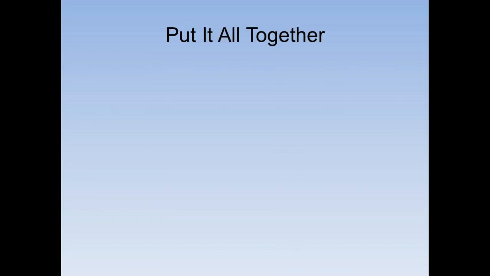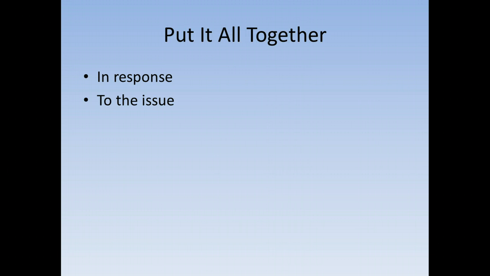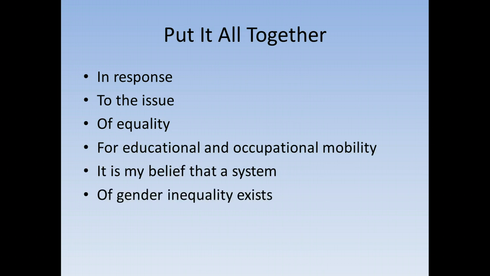Now, let's apply what we have learned so far. We will use the paramedic method on the faulty sentence in response to the issue of equality for educational and occupational mobility. "It is my belief that a system of gender inequality exists in the school system." First, we find the prepositions and be verbs in order to realign the sentence. We realign the sentence, and now we can locate the passive action. It is my belief. We turn this passive action into the active verb believe.